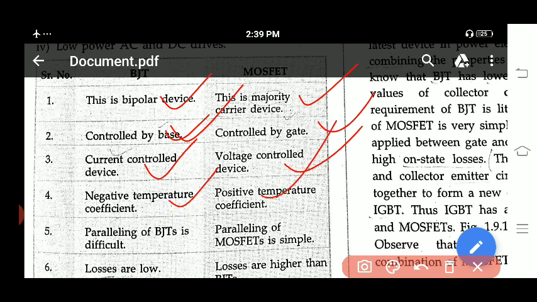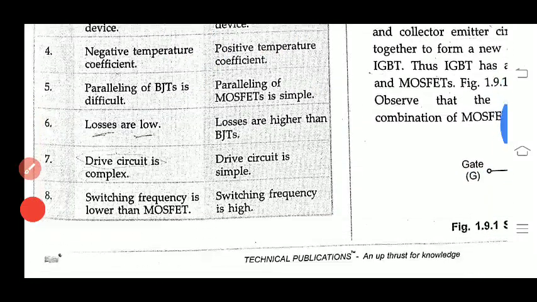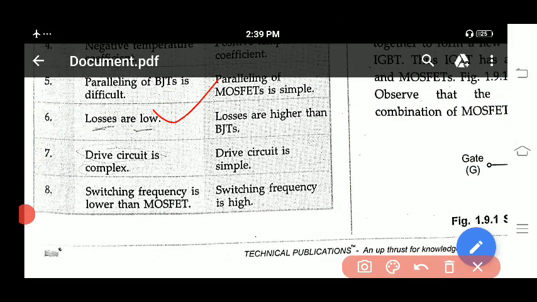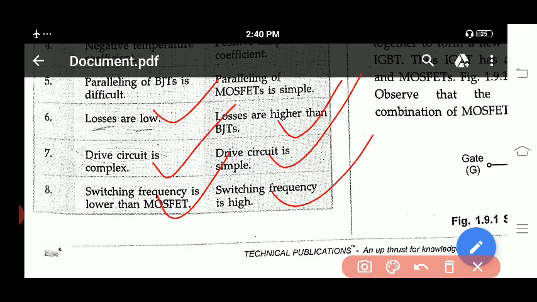BJT has a negative temperature coefficient, so paralleling is difficult. Here it is very simple, you can connect them in parallel. Losses are low in BJT. Here you have very high loss. Why? Current flows from drain to source, and the resistance offered by the MOSFET will be very high. But in BJT, for current to flow from collector to emitter, the resistance will be somewhat low. The drive circuit is complex in BJT, here it is simple. Switching frequency is lower than MOSFET. In MOSFET it is very high.